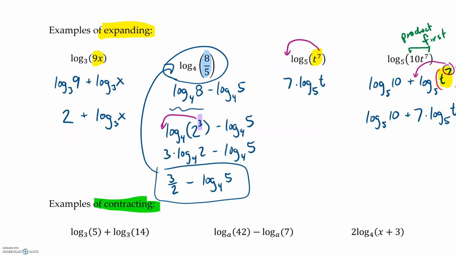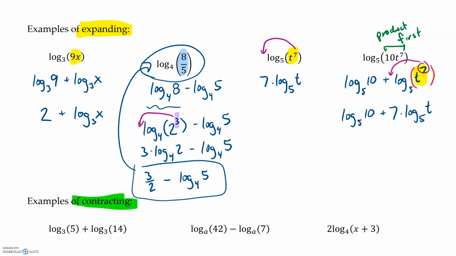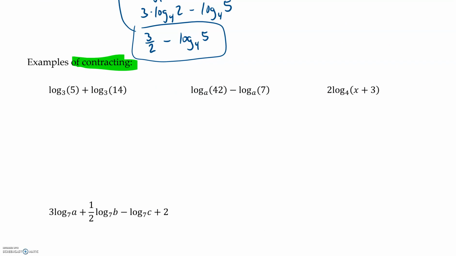So the other side of things is that we can contract logarithms and make them simpler. With the product rule, if I have the sum of two logarithms that have the same base, I can combine them as a single logarithm. This would be log base 3 of 70. I can combine them as a single logarithm by multiplying the arguments, and I can combine the difference of two logarithms into a single logarithm by dividing. 42 divided by 7 is, of course, 6. And again, the bases match, so that's why I'm allowed to do this.